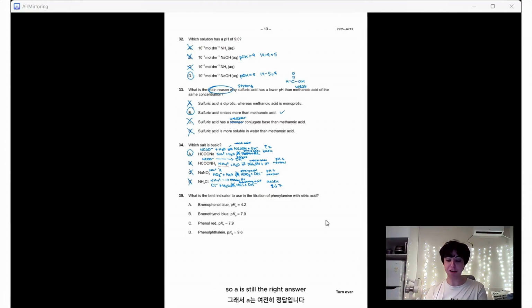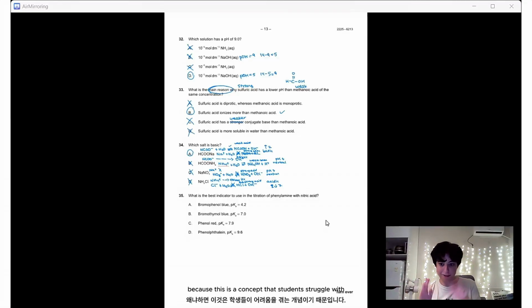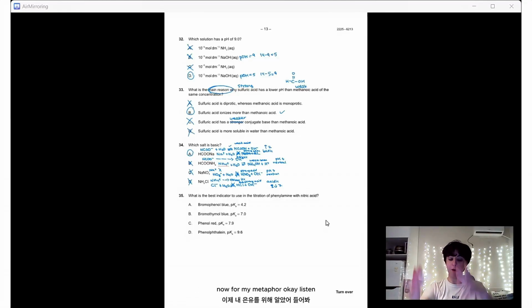So A is still the right answer, but I still want to go over all of them because this is a concept that students struggle with. Now, for my metaphor. Okay, listen, hear me out. I say this all the time. It's all about strong acid, weak base in terms of your parent acid and parent base, right?